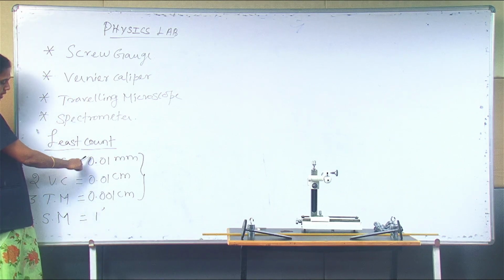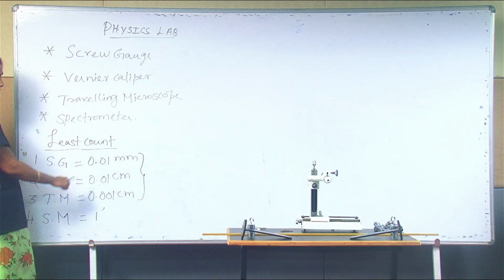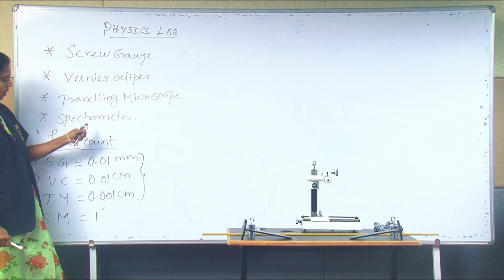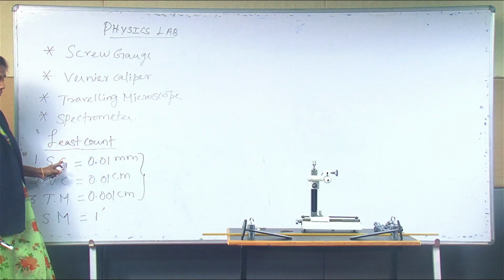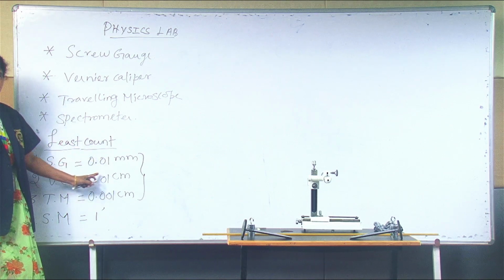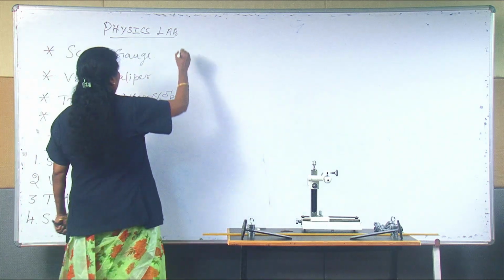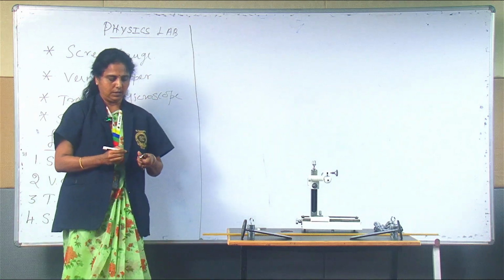So I write that the least count is 0.01 mm for screw gauge and 0.01 centimeter for vernier caliper. And you may raise the question, how did you get this value, 0.01 mm for screw gauge and 0.01 centimeter for vernier caliper? There is a formula, an expression, to find this least count value.